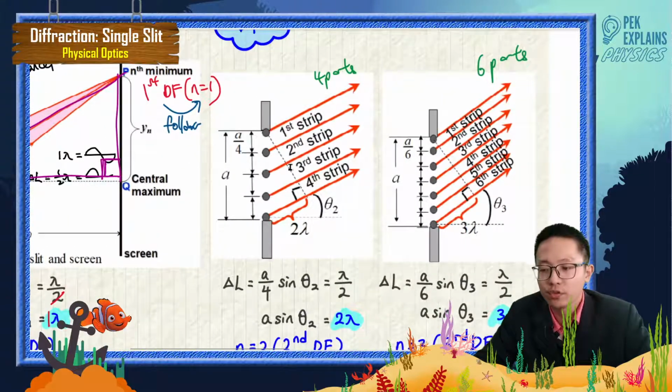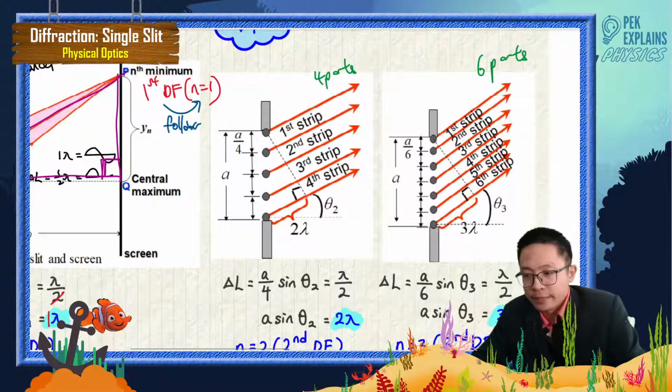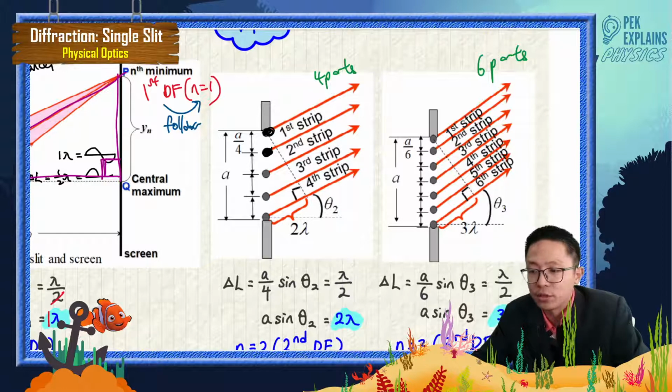Okay, if I divide into 4 parts, then we can say a divided by 4, so each size is a over 4. The same concept: the first particle cancels with the first particle. So I can say the first particle here and the first particle here, first particle here and the first particle here. I can say the path difference is also delta L.